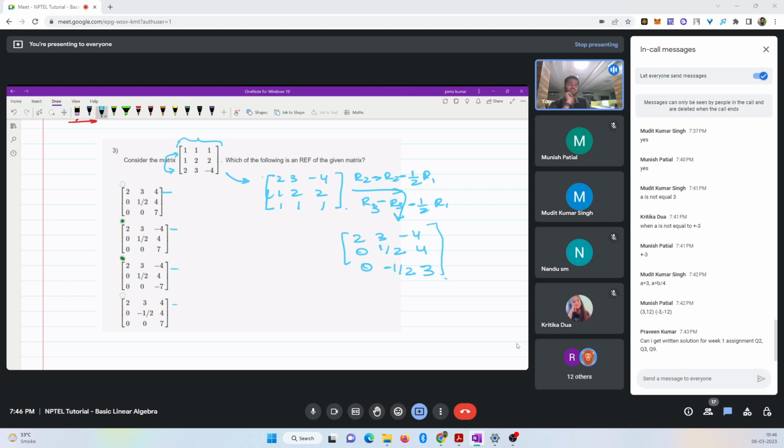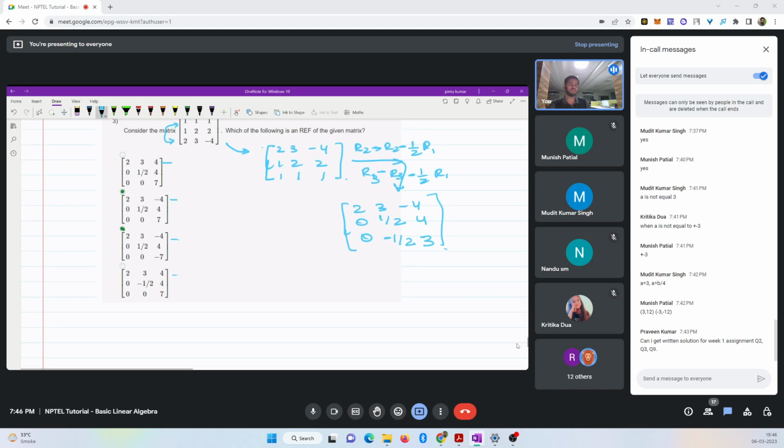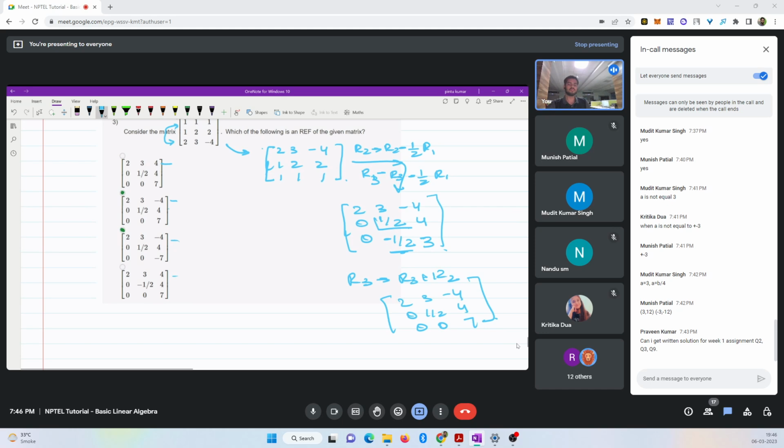Okay. Now, when you add these two entries, this is your next pivot element. You want to make this 0. So R3 goes to R3 plus R2. This makes it 2, 3 minus 4, 0 half, 4, 0, 0, 7. So this option matches exactly what we have solved.